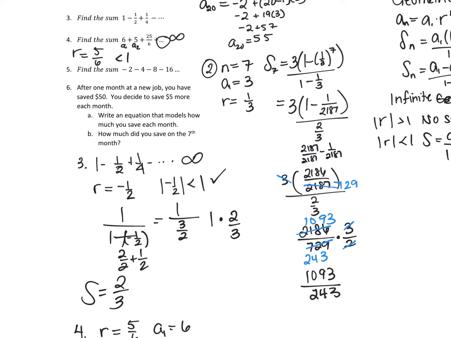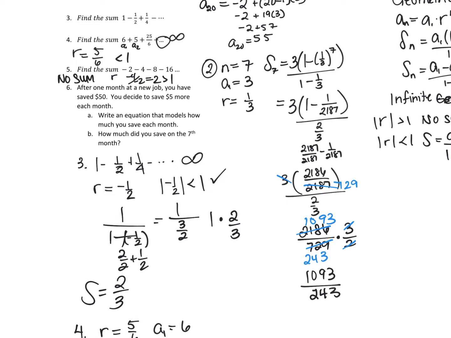And number 5, the r is negative 4 divided by negative 2, which is a positive 2. 2 is greater than 1, and so this problem has no sum because it's going to continually get larger, and when we infinitely get larger, we don't get a finite sum.